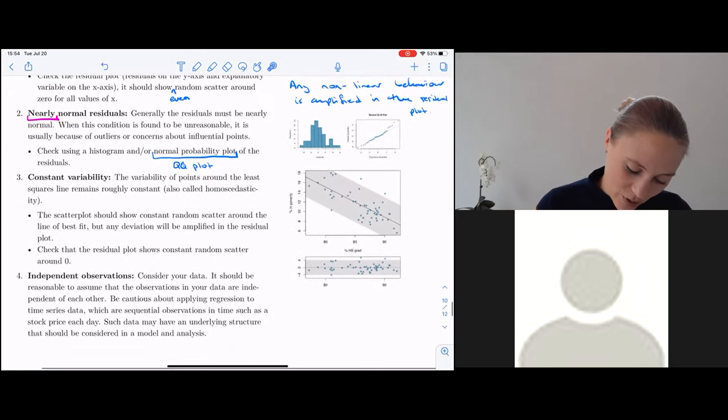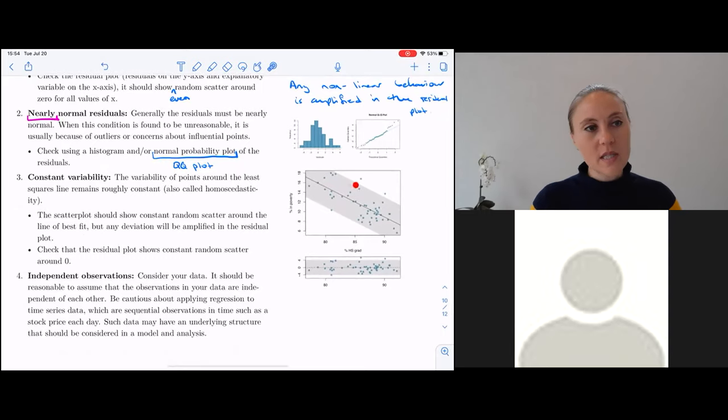Okay, so what we're looking for is constant random scatter around the line of best fit. And of course, you can check the scatter plot and just make sure that that's true. But this is where any deviation will be amplified in the residual plot. So you can check the residual plot and just make sure that you've got constant random scatter around zero, right? And so that's what we've been checking this whole time. So just checking the residual plot for constant random scatter around zero for all values of x, that is checking all the conditions, right? Or at least the first three conditions.